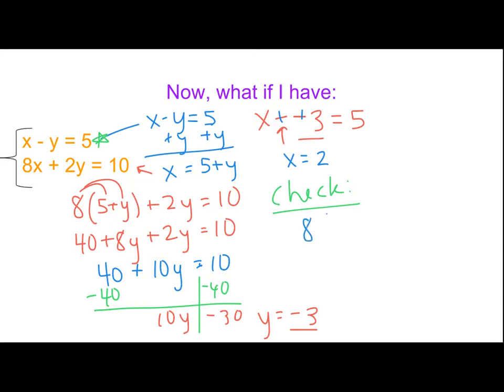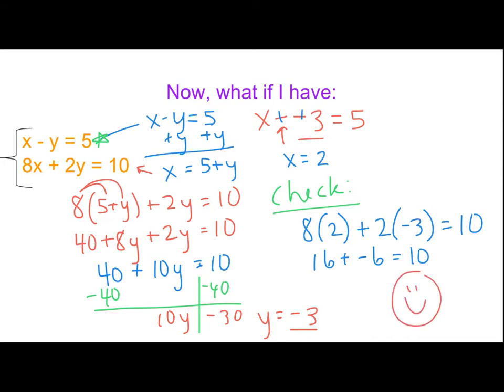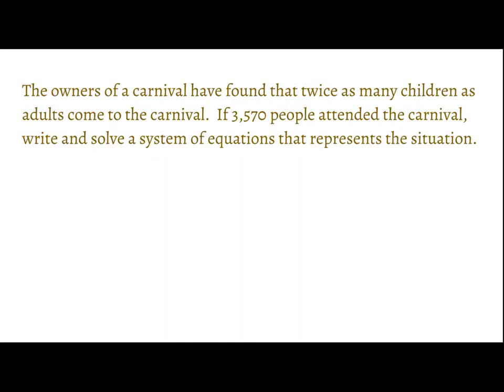So I'd say 8 times my x value, which is 2, plus 2 times my y value, which is negative 3, and we're going to see if that equals 10. If it does, it's a true statement. If it doesn't, well then we've got something else going on. So we have 16 plus negative 6 equals 10, and yep, that is true. So we'll have a little guy here with his little fancy hat because he's happy because we solved it right.